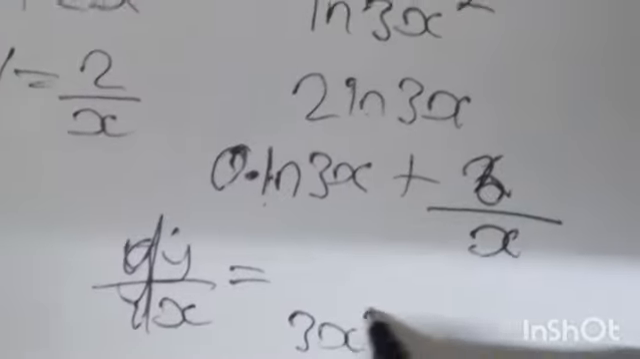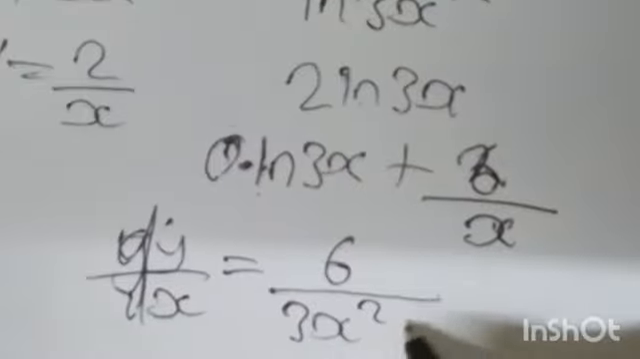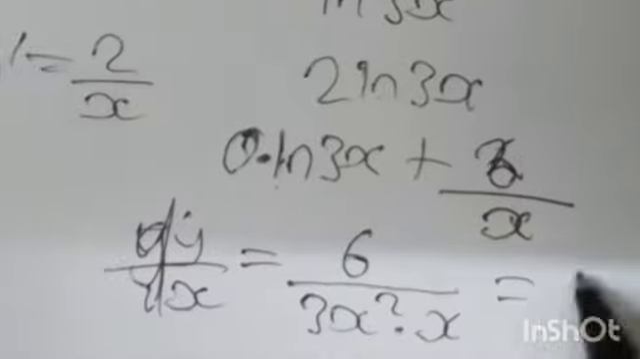Then bring it back now, dy over dx will just be 3x squared to the power of the derivative you have found. So this will be 0. So this will be 6 here. Then you have this x here. So it will be 6 over 3x cubed. That's how you differentiate this function here.